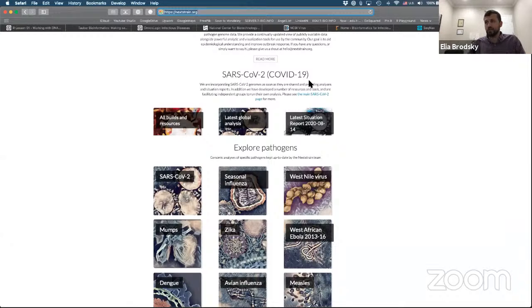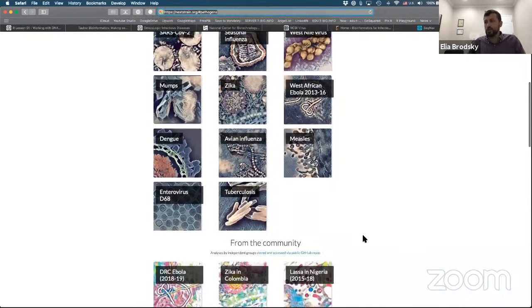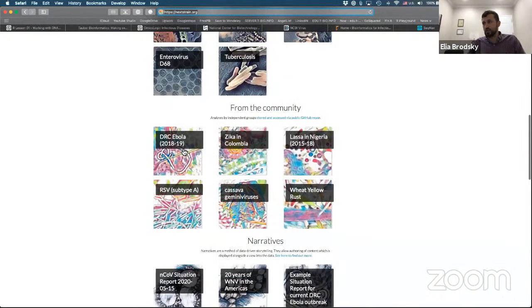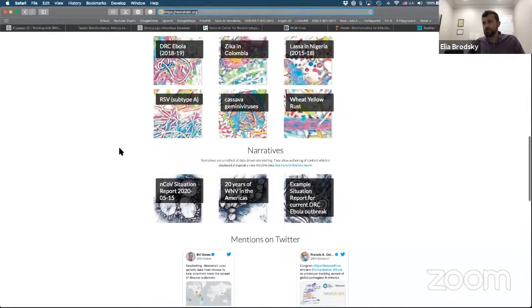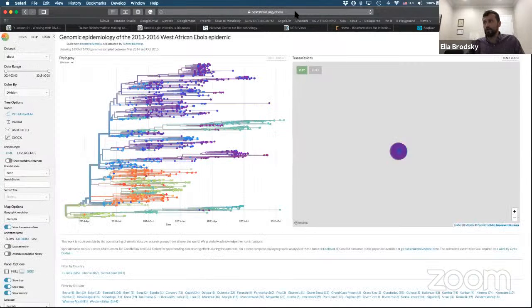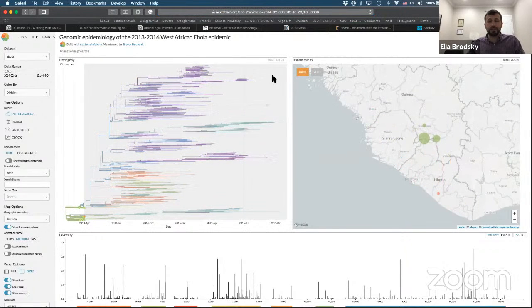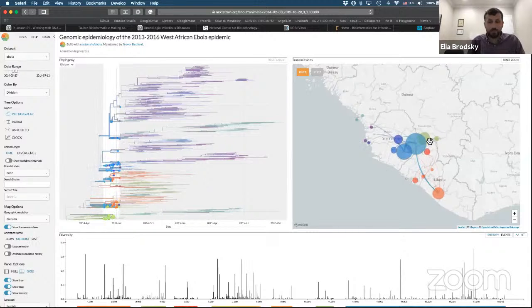So you can see that there's a repository here on SARS-CoV-2, other types of viruses, tuberculosis, Ebola vaccine, Ebola viruses, etc. So here you can see a number of different resources, and we can go to this link for Ebola virus. Okay, and this is a community project from a variety of groups that have collected samples from different locations in the 2013-2016 West African Ebola epidemic.